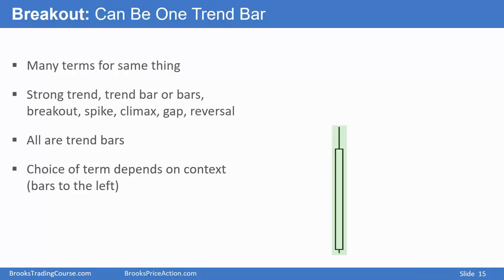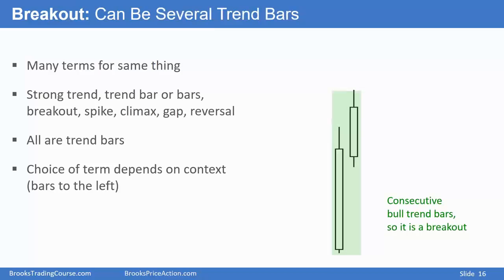Now, which term I use depends on what took place over here to the left. If the market was selling off and reversed up, I would call this a reversal. It's still a buy climax. It's still a bull breakout. It's still a spike. Probably has some kind of a gap between this close and something, the high maybe of the prior bar. But all that really is important is it's a bull trend bar, and so it's a breakout. Even if you don't know what's being broken out, you see a bull trend bar, it's a breakout.